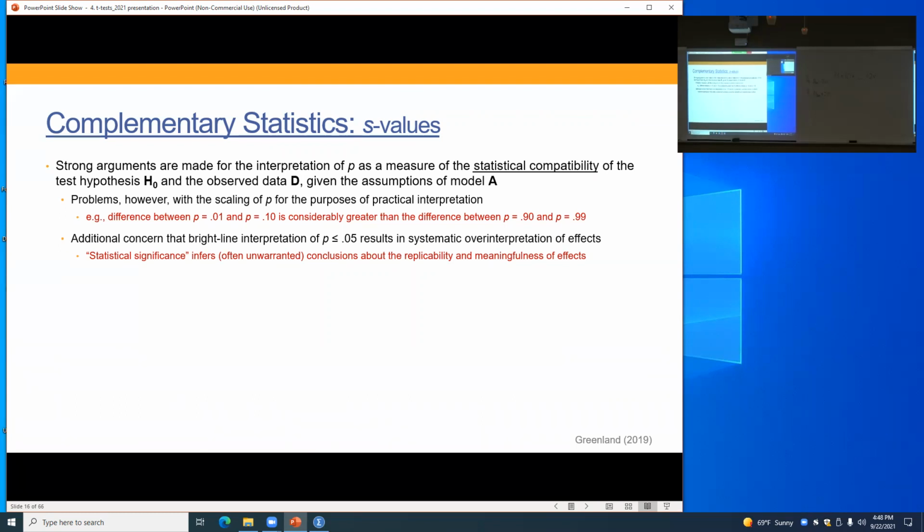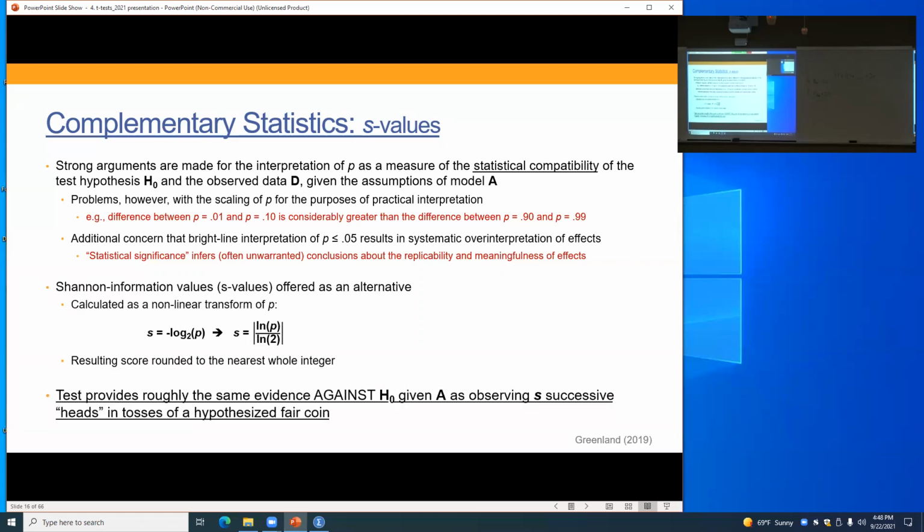And so the problem is that we use this bright line interpretation of P less than 0.05 as evidence for something that's very, very real, or at best something that we don't know, right? And so when we talk about statistical significance, we often assume this means something about the replicability and meaningfulness of an effect. What we can do is take these p-values, and this is outlined in the Greenland article, and turn that p-value into a metric that has more intrinsic meaning, something more intuitive in terms of thinking about evidence against the null.